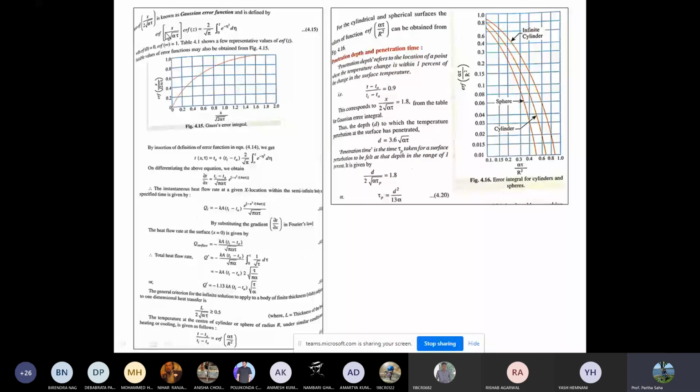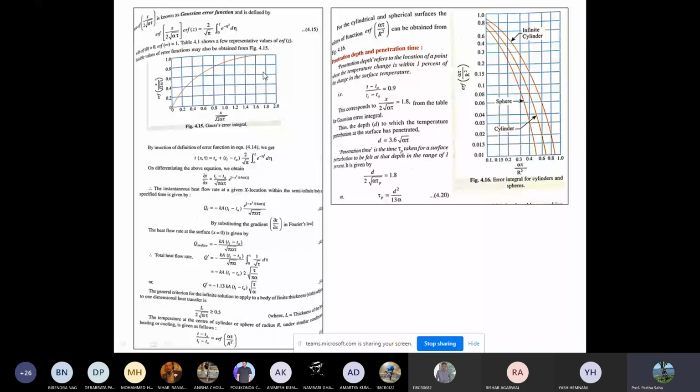You can see this is being plotted, and there is a table. The error function of z is given by 2 by square root of pi, integral from 0 to z of e to the minus eta square d eta. This is the function. The error function at 0 is equal to 0 and at infinity is equal to 1, right? So in between, the value varies between 0 and 1.